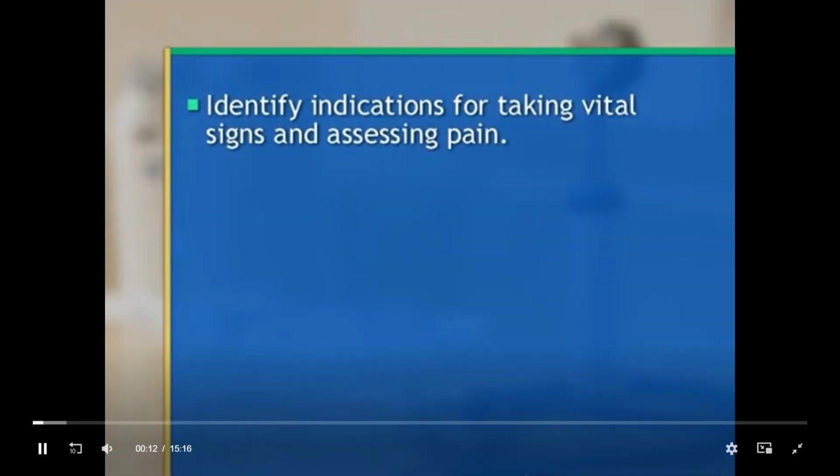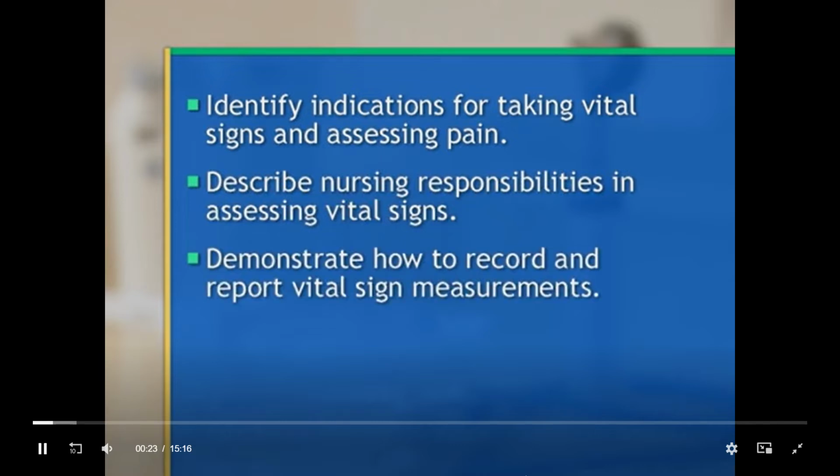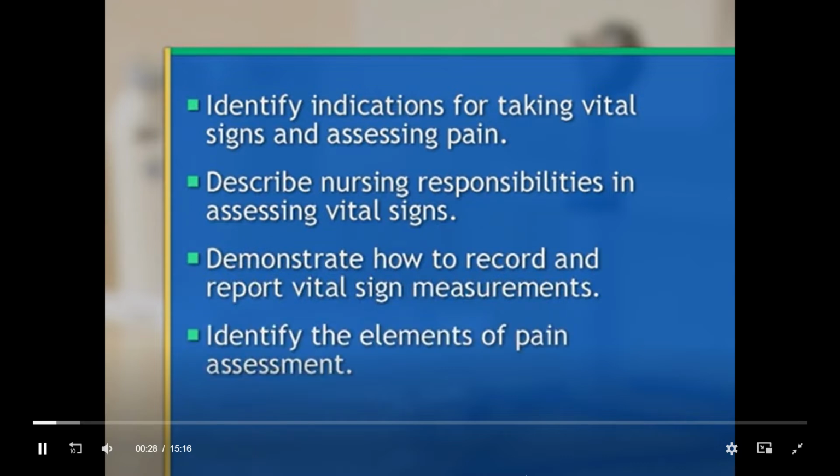In this video, we will identify indications for taking vital signs and assessing pain, describe nursing responsibilities in assessing vital signs, demonstrate how to record and report vital sign measurements, and identify the elements of pain assessment.